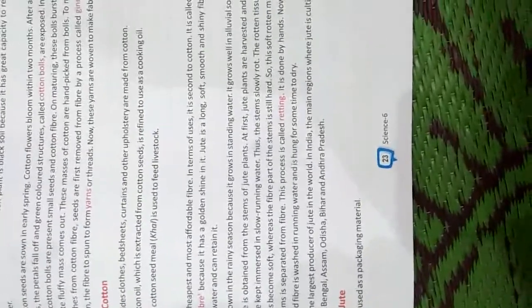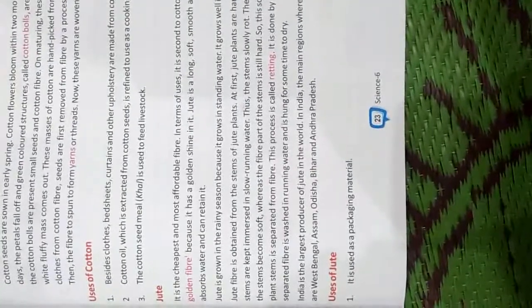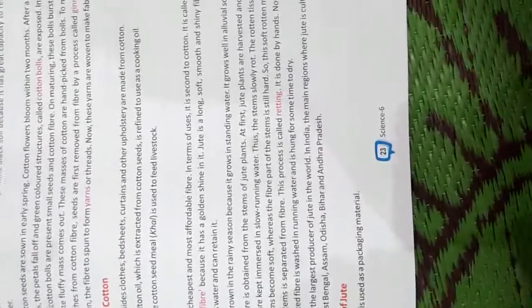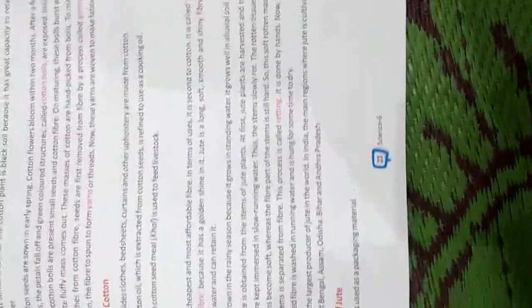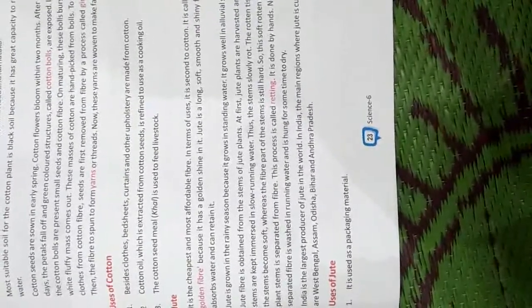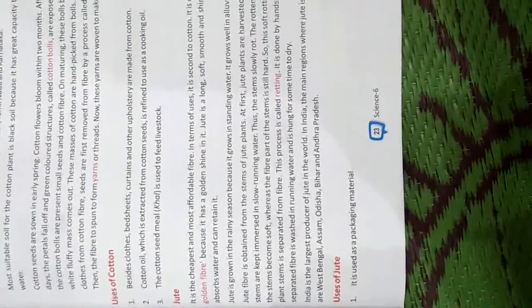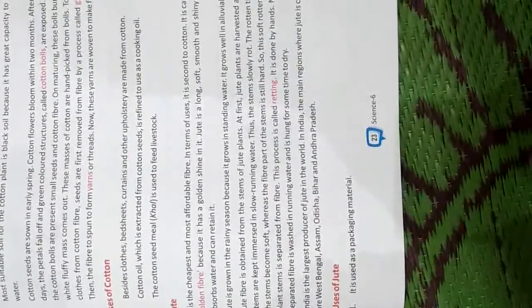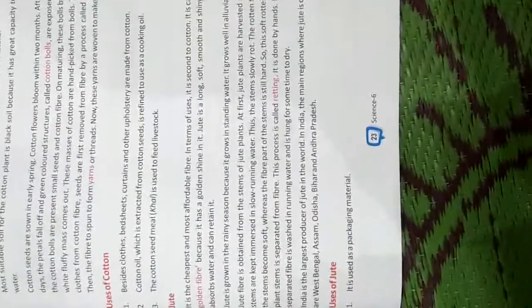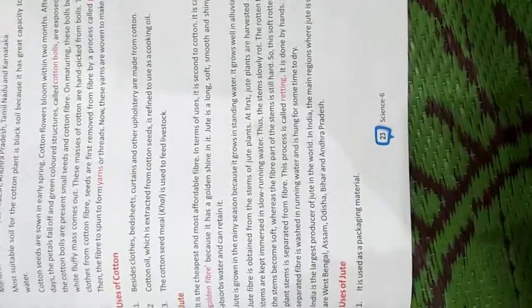At first, the jute plants are harvested, and then stems are kept immersed in slow running water, and thus the stems slowly rot, and the rotten tissue of the stem becomes soft, whereas the fiber part of the stem is still hard. So this soft rotten mass of the plant stem is separated from the fiber. This process is called retting. It is done by using hands, and now this separated fiber is washed in running water and is hung for some time to dry.